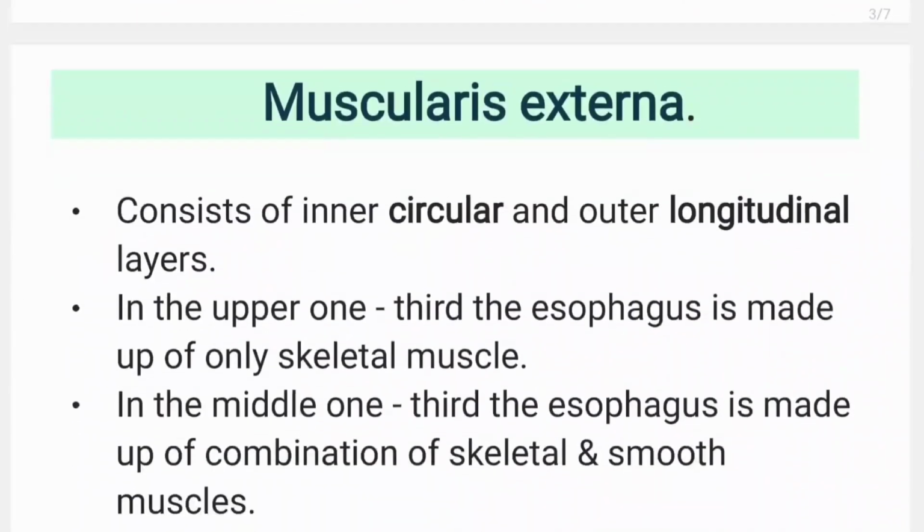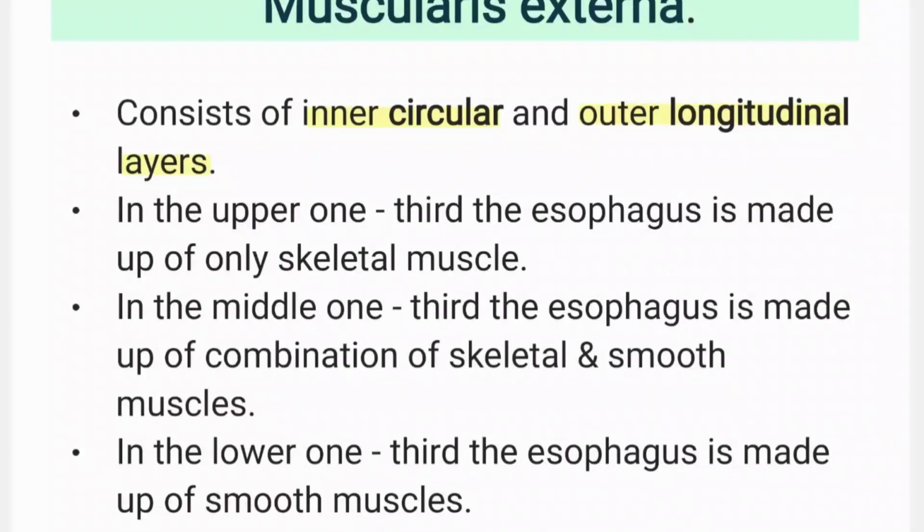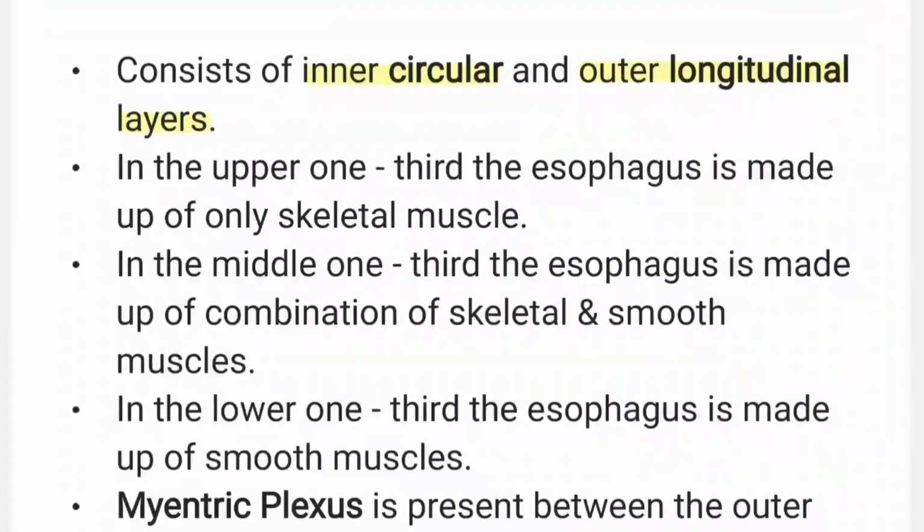So our next layer is the muscularis externa layer. This muscularis externa layer consists of the inner circular and outer longitudinal layers of muscle. Now the very important part is the composition of muscle in the esophagus.